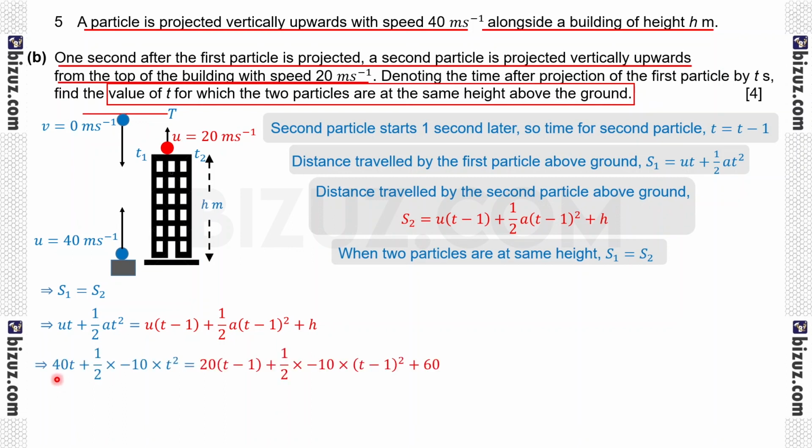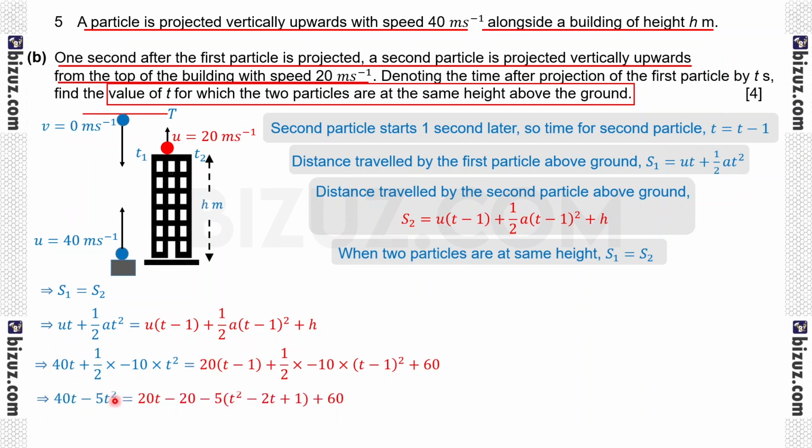Now we have 40t, where 40 is the initial speed of the first particle in blue. So 40t plus half into minus 10 into t square equals 20 into t minus 1 plus half into minus 10 into t minus 1 whole square plus 60. 60 is the value of h we found previously. And here the initial speed of the second particle is denoted as red u, and the initial speed of the first particle is denoted as blue u, here 40 and 20.